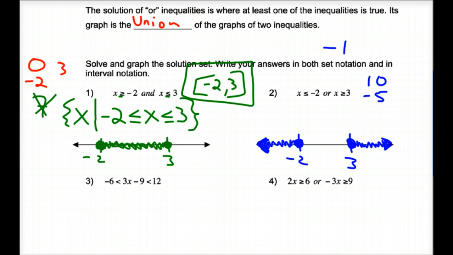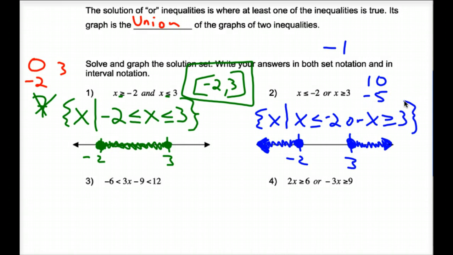Look how the thumbs now, guys. Look at the first one, the green one. It's an and in the middle, ors outside. Okay? Let's try to write this in set notation though. Braces, all x, such that x is less than or equal to -2, or x is greater than or equal to 3. Go ahead, Aaron.